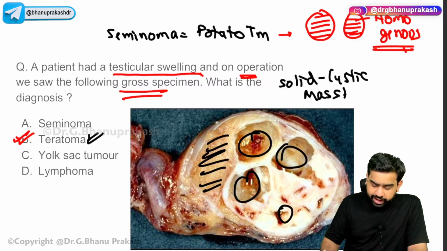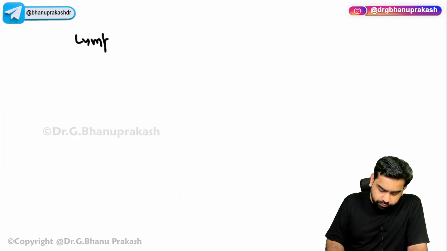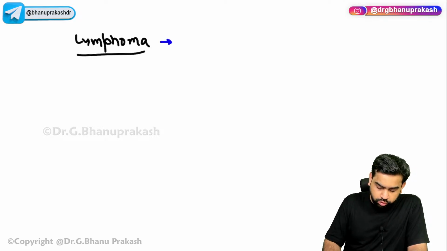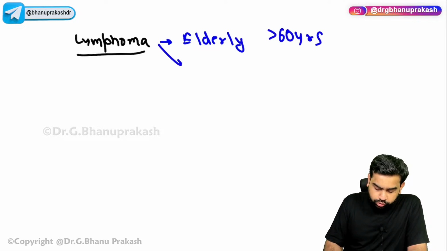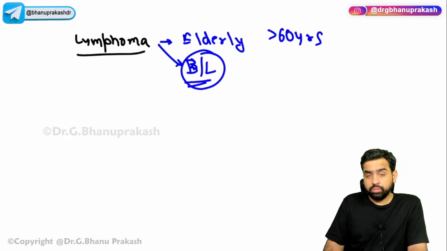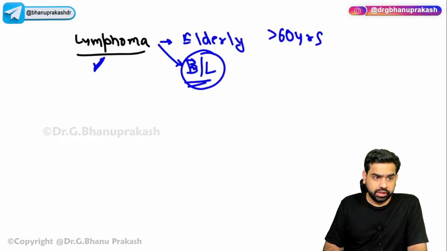Now what is the characteristic thing about lymphoma? There are two. First, it is common in elderly patients, that is more than 60 years of age, and it tends to be bilateral. So if an elderly patient comes to you with a bilateral testicular mass, they are basically talking about lymphoma.